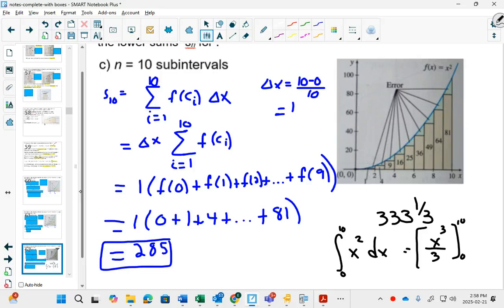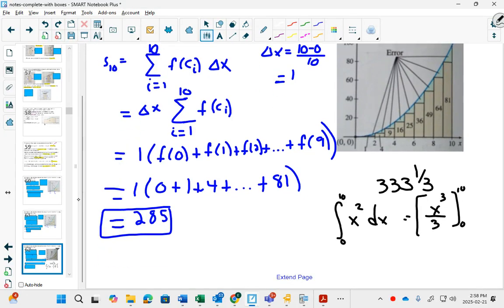We still have a lot of mathematics to go before we find this out. But if you add up all of these rectangles, it is the same as taking the 10 and plugging it in. Then taking the 0 and plugging it in. And subtracting.